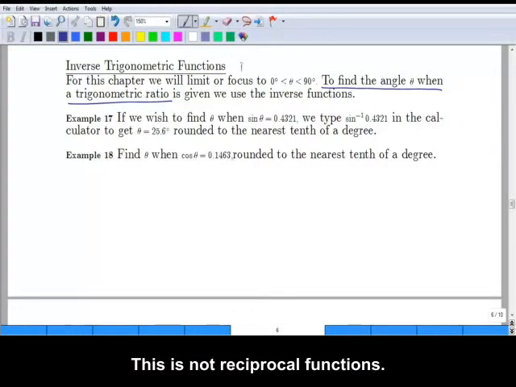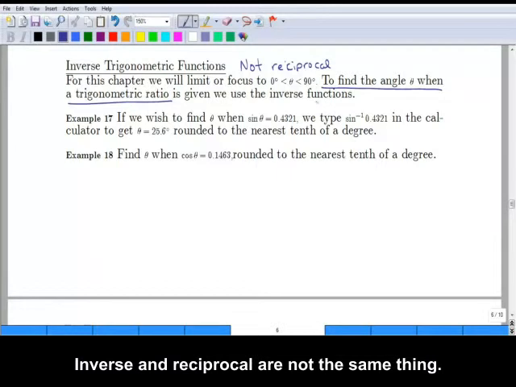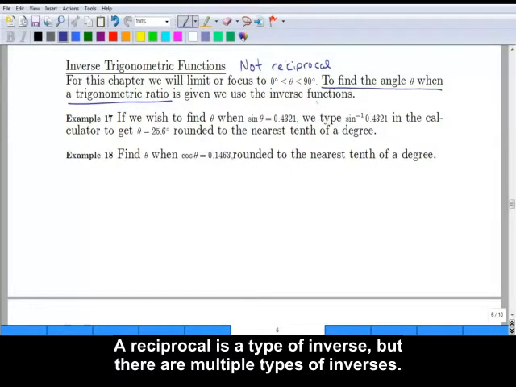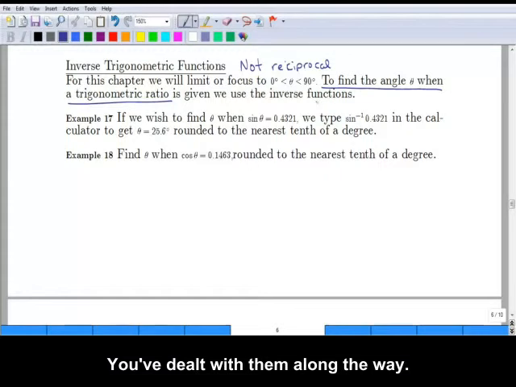This is not reciprocal functions. Inverse and reciprocal are not the same thing. A reciprocal is a type of inverse, but there are multiple types of inverses. You've dealt with them along the way.